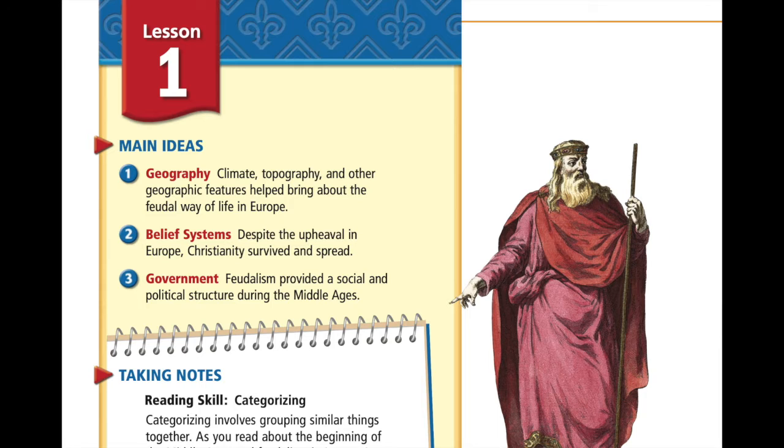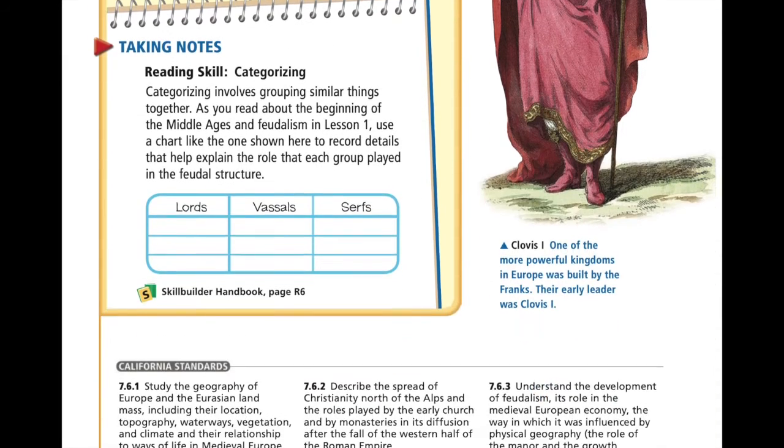Chapter 9, Lesson 1. Main Ideas. Geography. Climate, topography, and other geographic features helped bring about the feudal way of life in Europe. Belief systems. Despite the upheaval in Europe, Christianity survived and spread. Government. Feudalism provided a social and political structure during the Middle Ages.